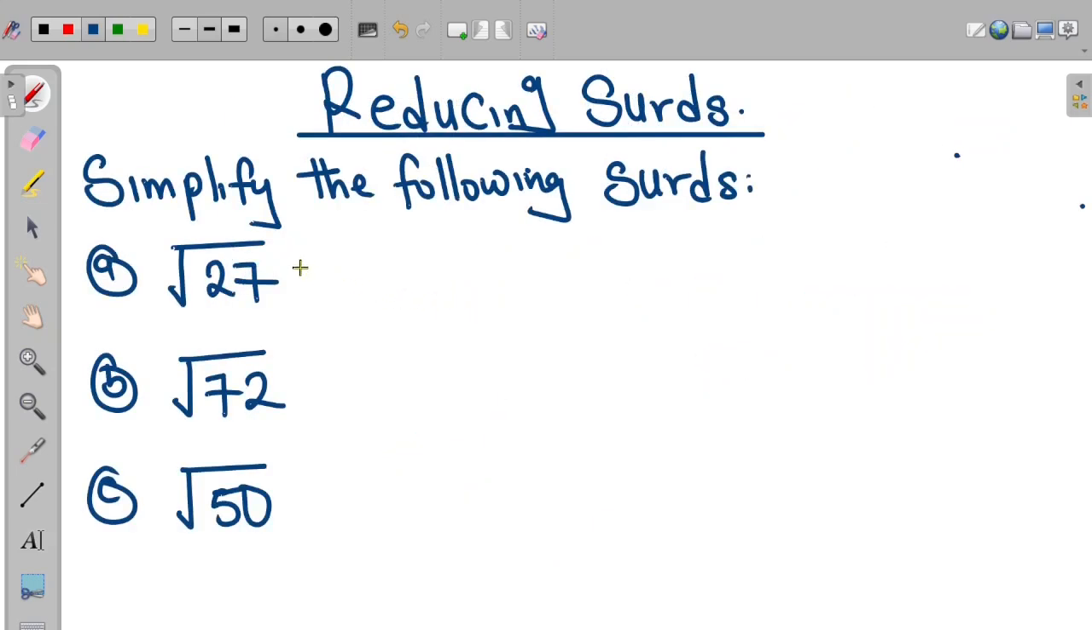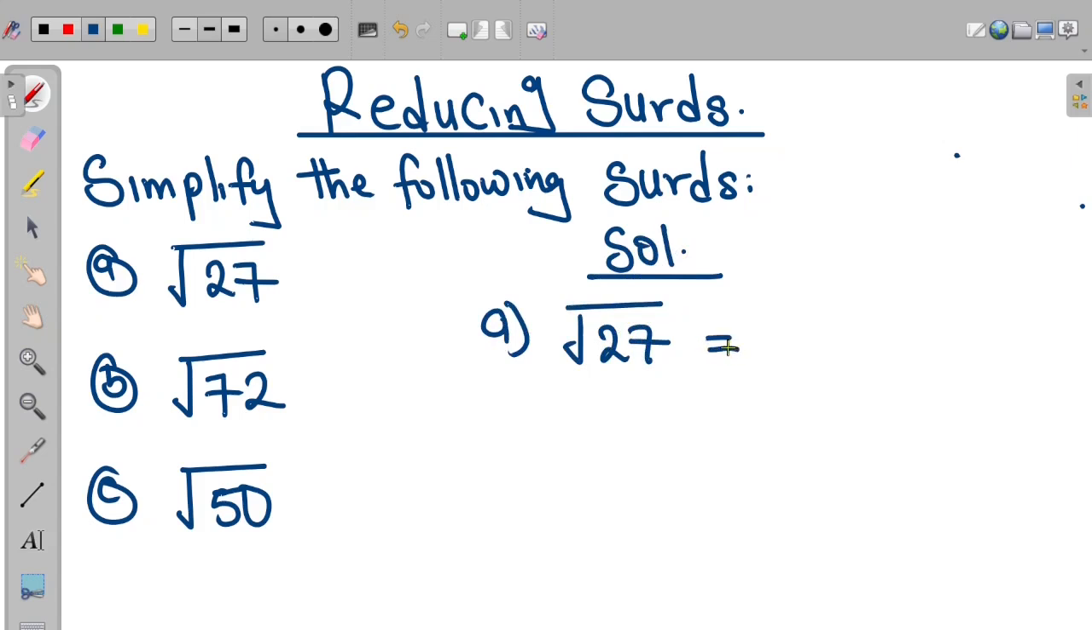So at this point, we are given the following surds and we are asked to simplify them. That means we are asked to write them in their basic form. So let's start with A. For A, we have root of 27. And the first thing we do is that we are going to express 27 as a product of two factors. So we know that 9 times 3 is equal to 27. So we have that this is root of 9 times 3.